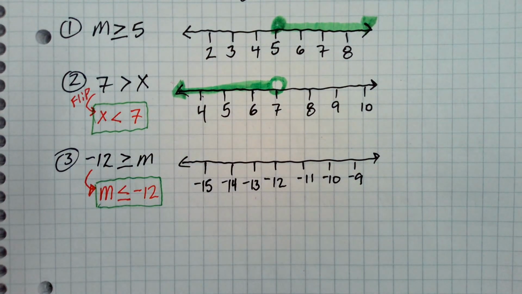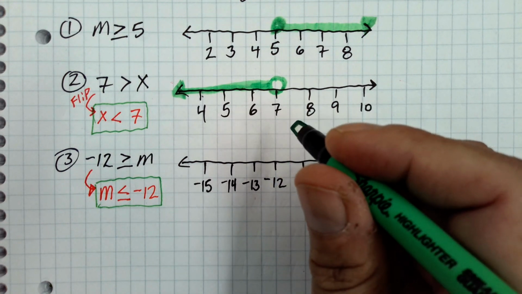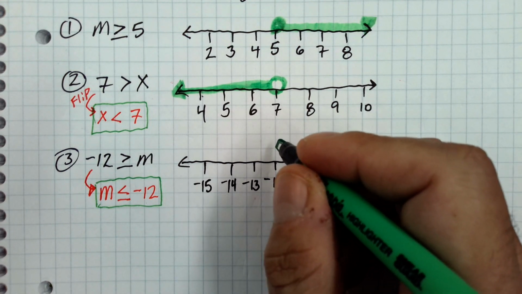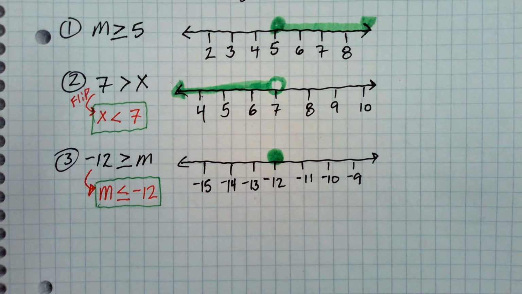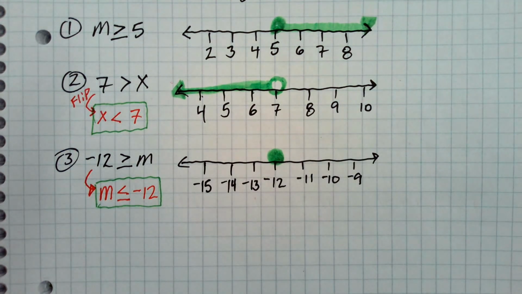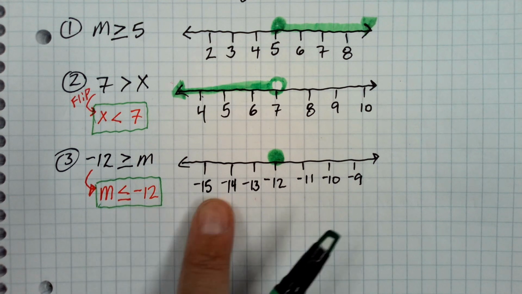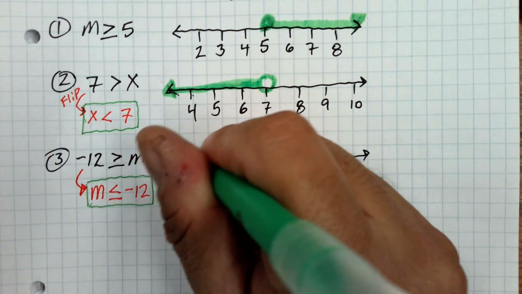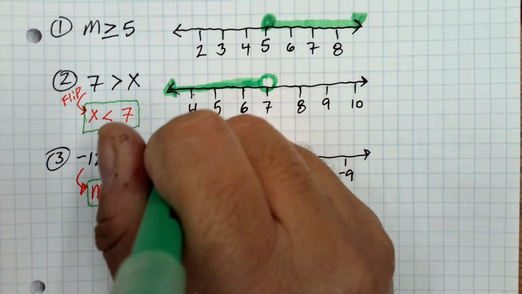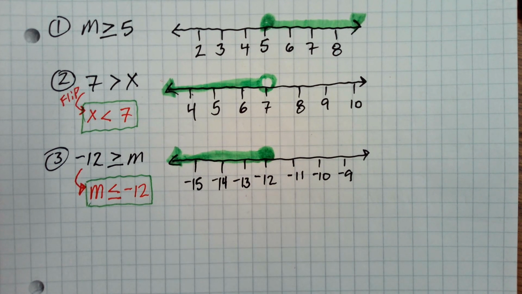Okay, now, at negative 12, do I want an open or a closed point? What do I want at negative 12? Closed. It's got the equal to part. This time it's going to be closed. Do I want to shade to the left or to the right? Look which way it's pointing. To the left. We want everything over here on this side. The answer would be this. Negative 12 and anything smaller than negative 12. Okay?